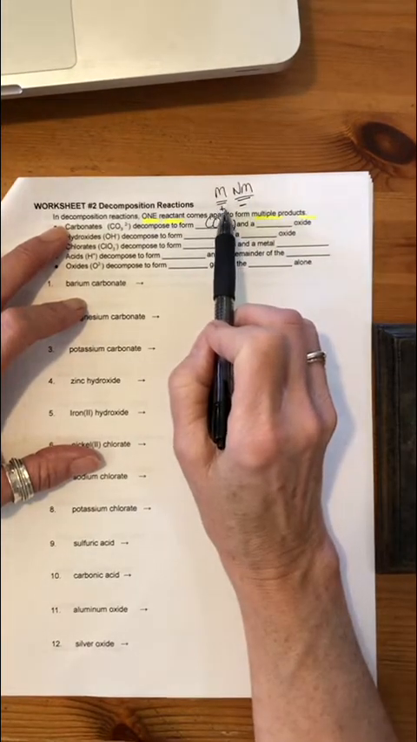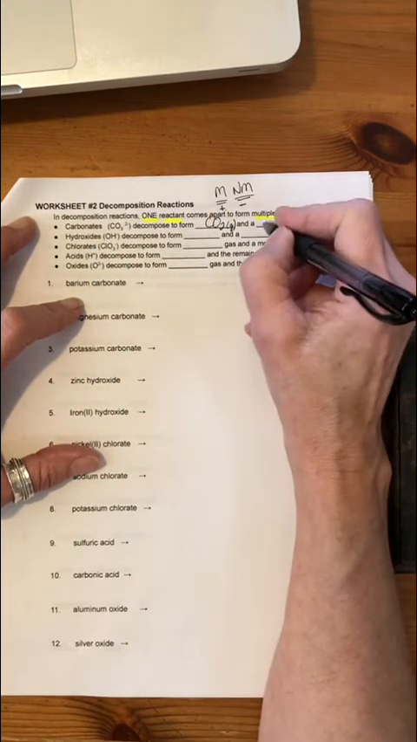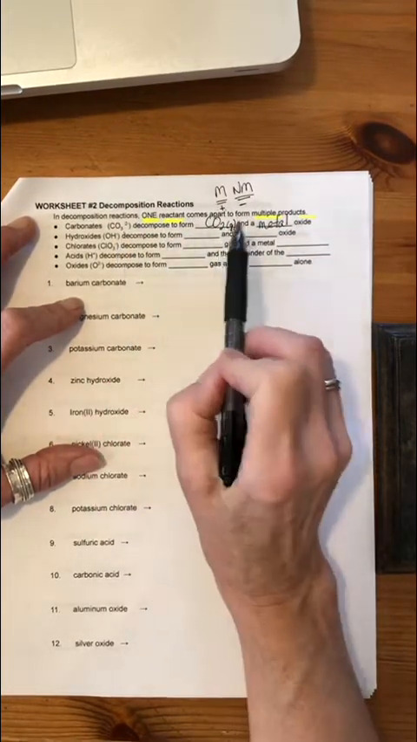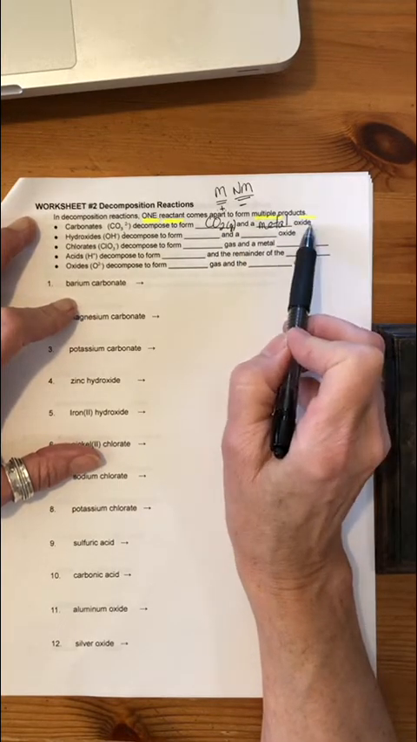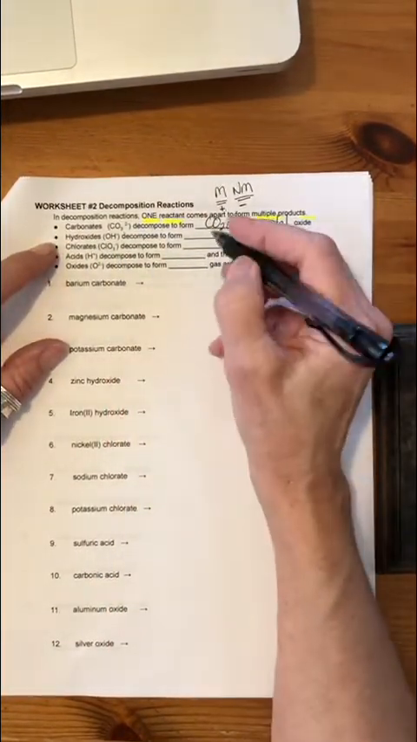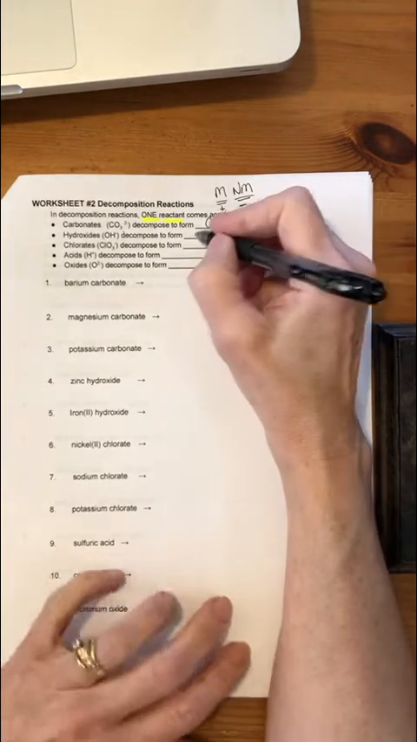So the metal that was attached to carbonate becomes attached to just oxygen. So we've got 3 oxygens in carbonate, 2 of them go off in the carbon dioxide gas when it's heated, and then the metal hooks up with the oxygen, in whatever proportion it needs to balance charge. Hydroxides decompose into water and a metal oxide also.